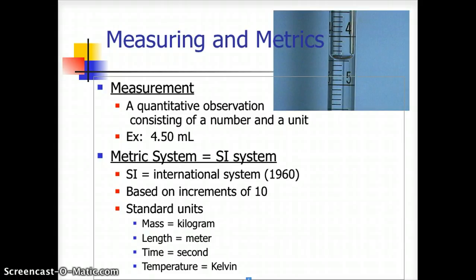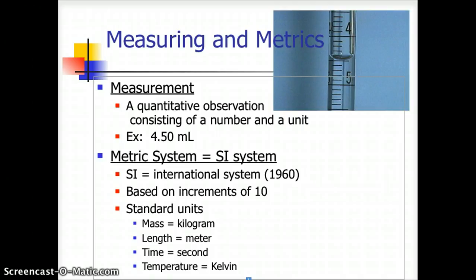A measurement is a quantitative observation consisting of a number and a unit. So basically you look at something, you get some kind of number value for it, and you also give it a unit. A unit, another name for that would be a label. For example, if I take a measurement with a graduated cylinder and get 4.50, that is the amount, and milliliters was the unit of measurement, or the label that I gave that number.